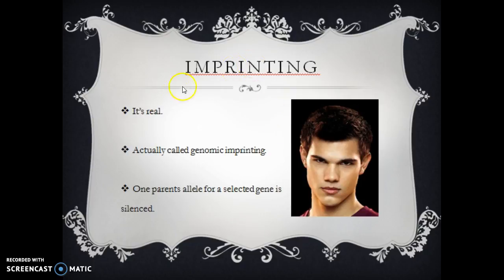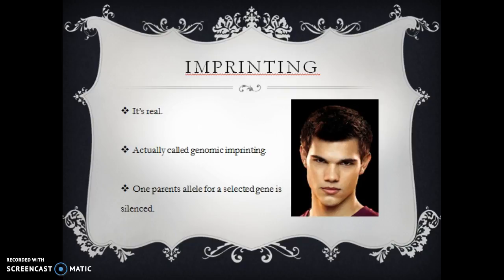So imprinting, it is real. It can actually happen. Not exactly the way that we saw it going on with Jacob here and a little infant child. This actually happens at the genomic level, so it's called genomic imprinting. So what is genomic imprinting? Well, genomic imprinting involves a dependency on which parent, mom or dad, passed along a specific allele for a trait. Geneticists have identified roughly 36 traits that function in this manner.